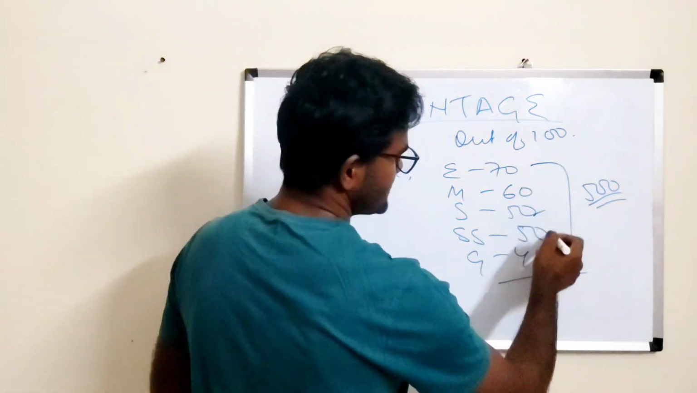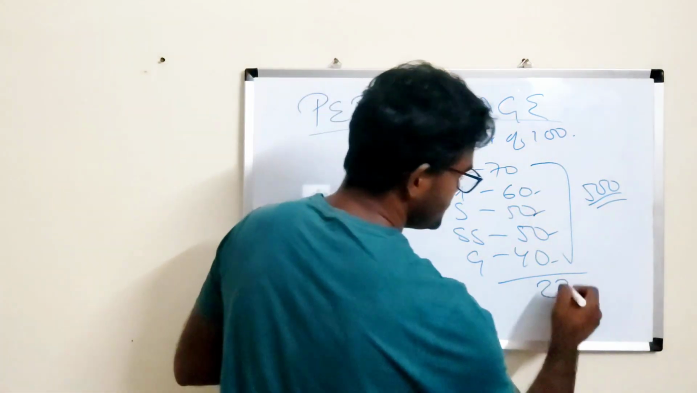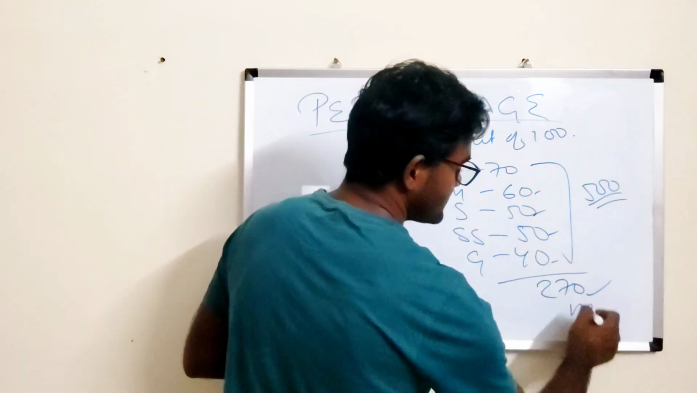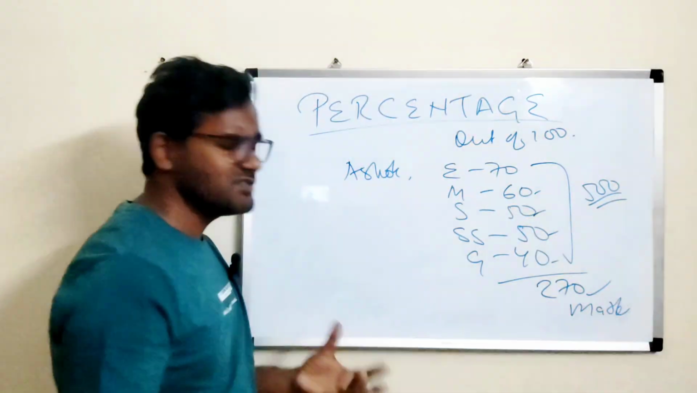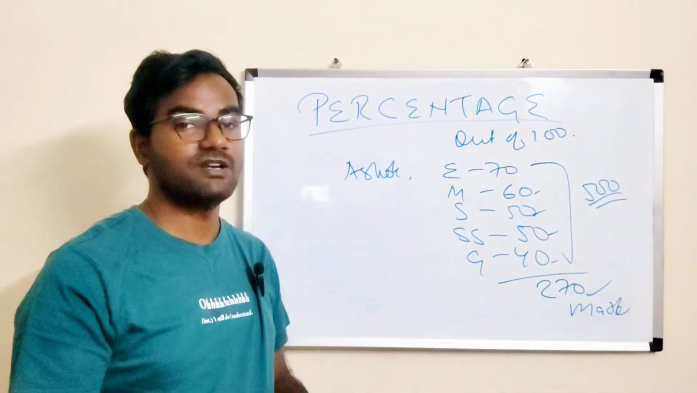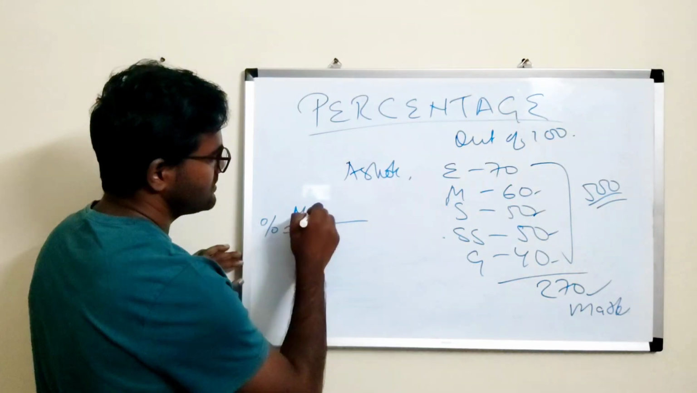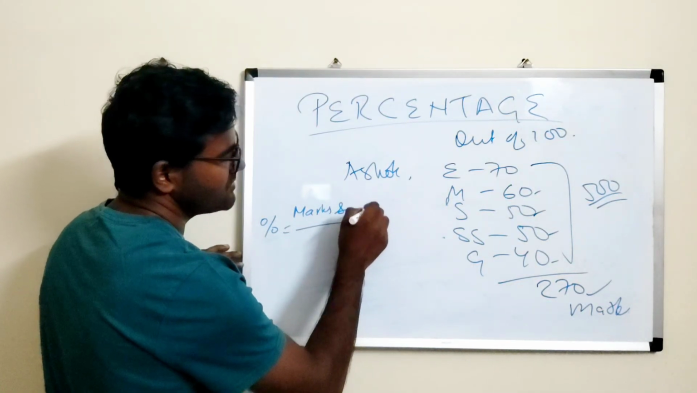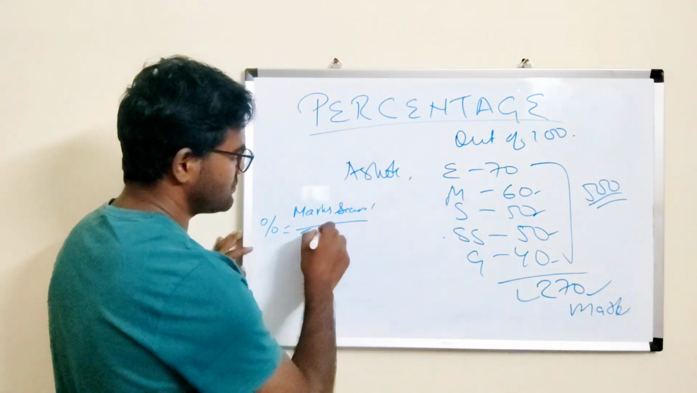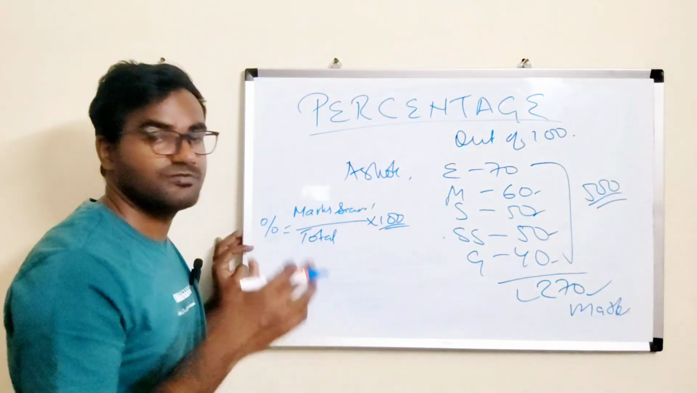Let us see. 50 plus 50 is 100, 40 plus 60 is 100, so 200. 200 plus 70 is 270. So I have got 270 marks in my SSLC exam. But what is my percentage? Because based on my percentage, I will be declared as first division, second division, third division, right? So what is my percentage? So percentage will be marks secured, which means how many marks I got, right? And I have the total marks here, into 100. See, 100 will always be there whenever we are talking about percentage, alright?